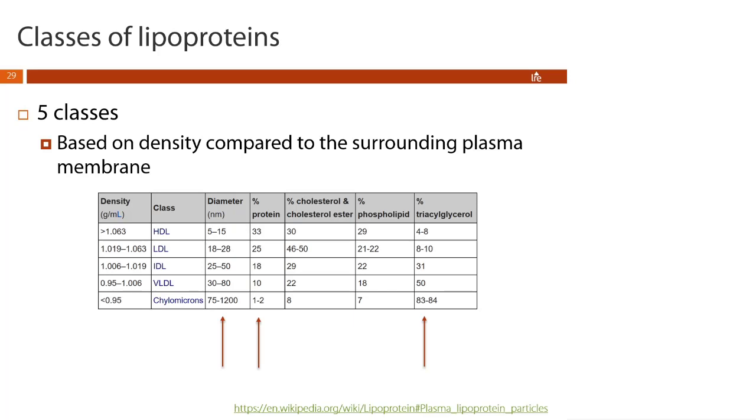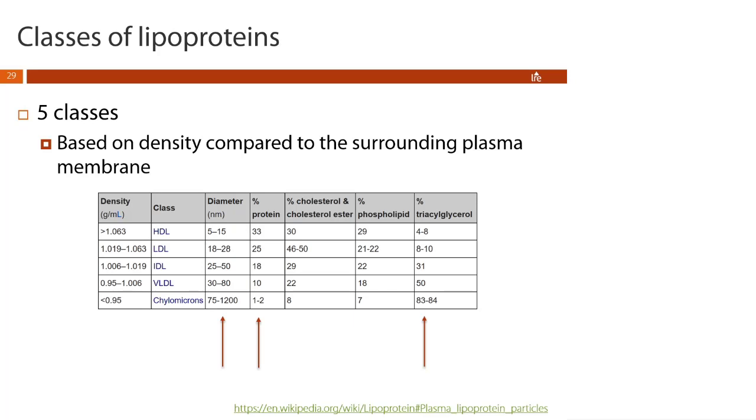This is a trend we're going to see as we move down this list. Our next most dense are low density lipoproteins. They're going to be slightly bigger than HDL, with a little bit less protein and a little bit more triglycerides. Our next most dense class are intermediate density lipoproteins, or IDL, followed by very low density lipoproteins, or VLDL. And then the largest are chylomicrons, also known as ultra low density lipoproteins.